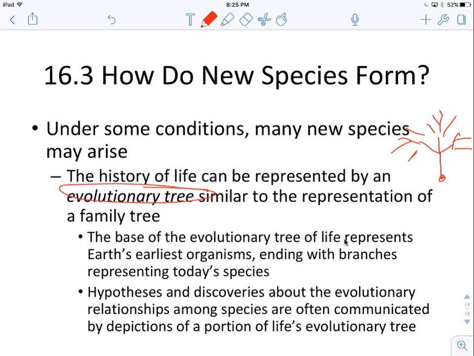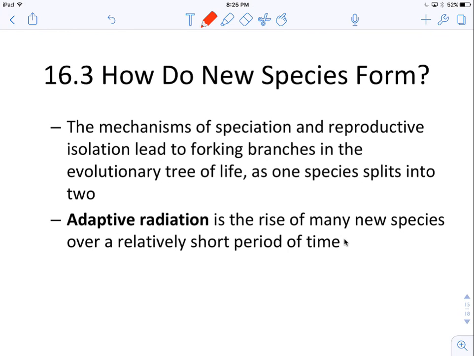So these evolutionary trees are similar to that, but they relate species through common ancestors. The base of an evolutionary tree is the earliest organisms, and the ends of the branches represent today. So it's a kind of timeline as well. The mechanisms of speciation and reproductive isolation lead to the forks. Every time we get one of those prezygotic barriers or postzygotic barriers and you get a speciation event, that'll give the tree a fork or a split.